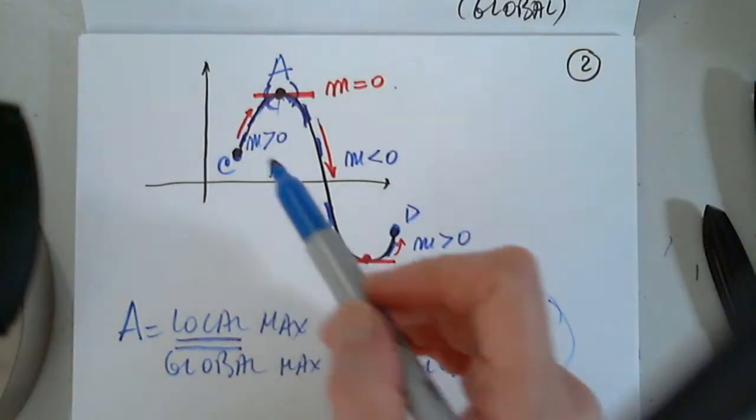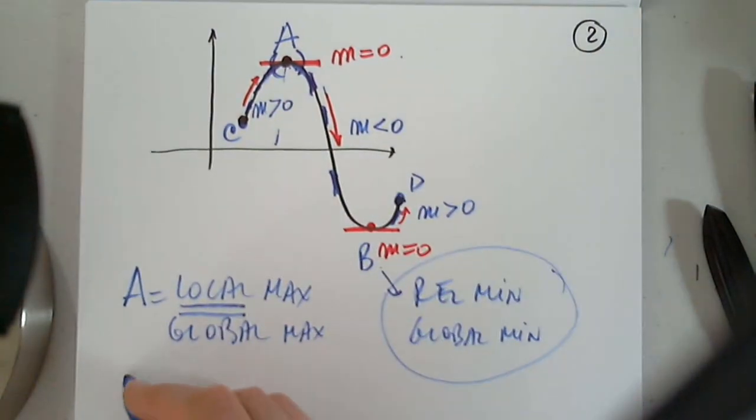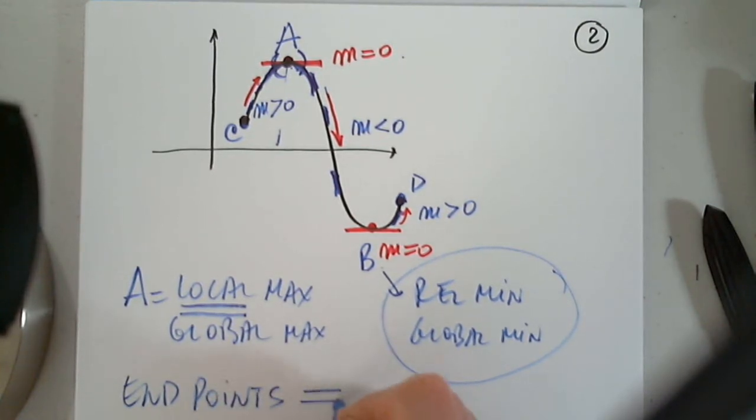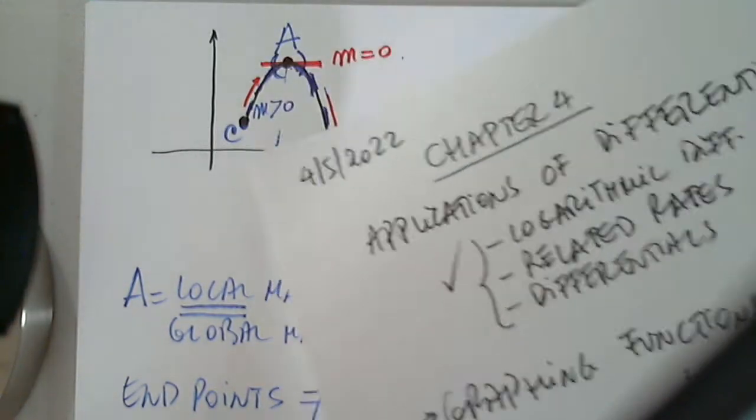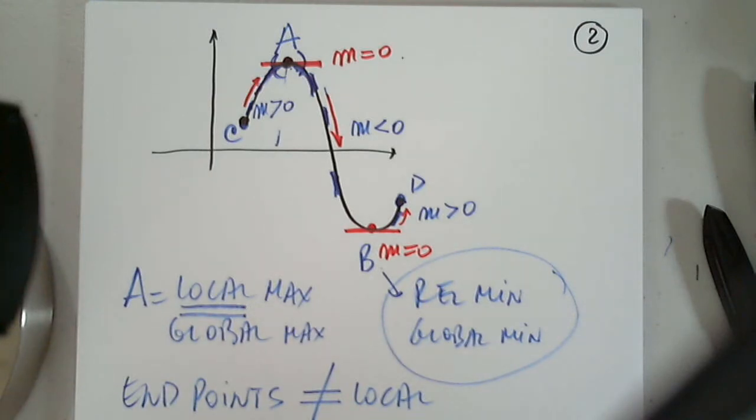Okay, what happens at the endpoints? Endpoints are never local. Why? Can anyone tell me why the endpoints can never be local? Because nothing's coming from both sides.